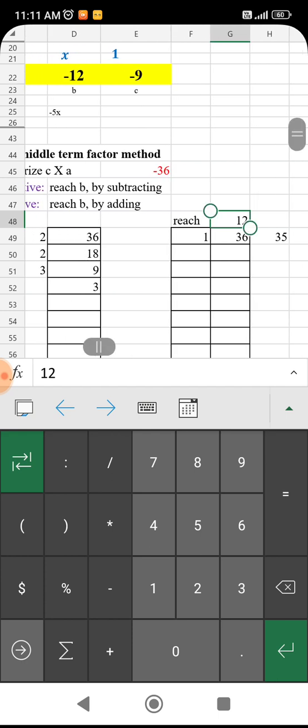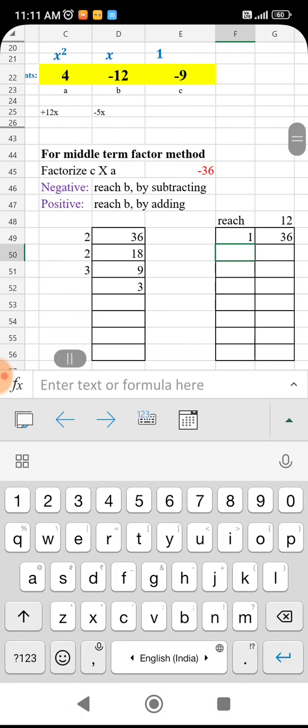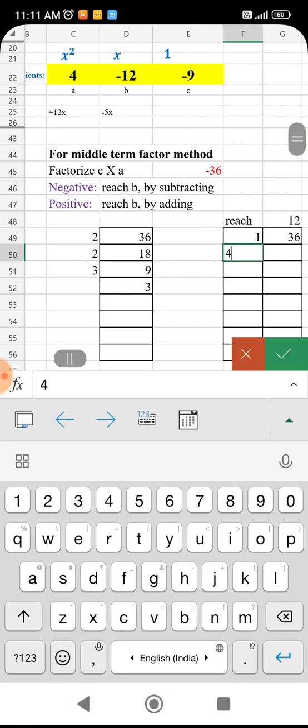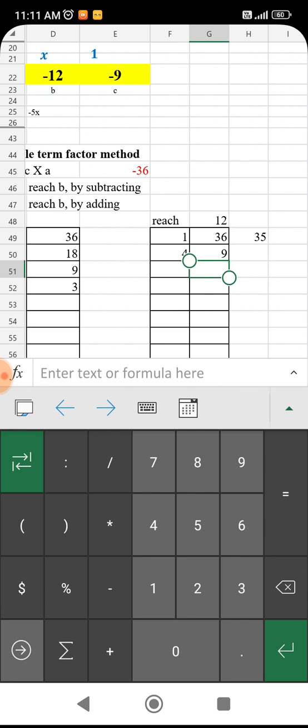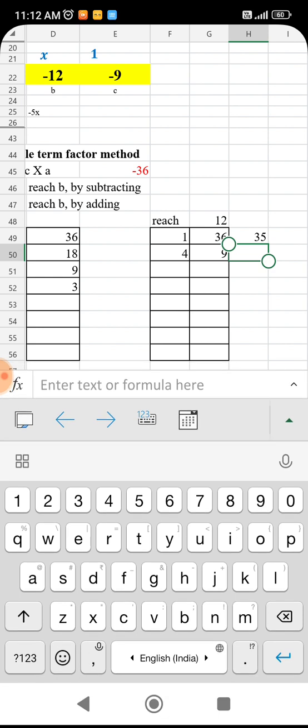So what can I do? Just let's check for the 4 directly. If we take 4, it will be 9, 4 nines are 36. Now subtract between these two, 9 minus 4, that means 5. So we have subtracted too much. We cannot take 4, we have to take smaller than 4.